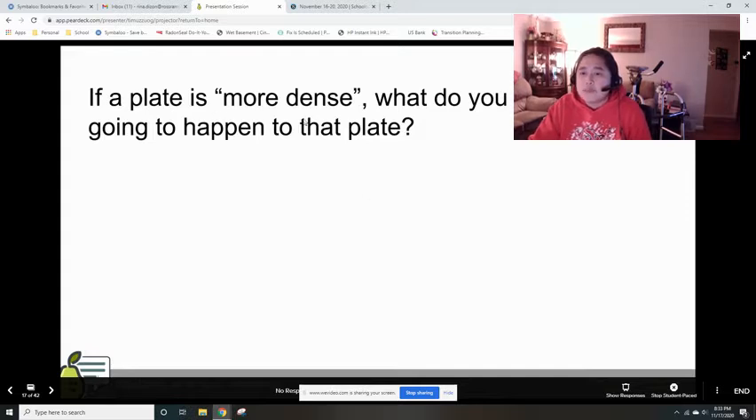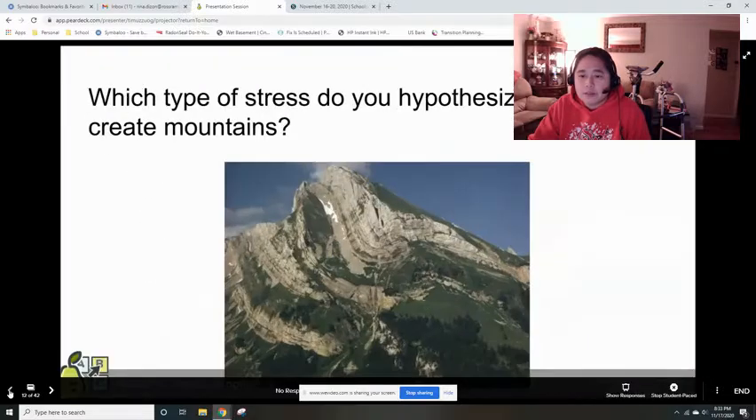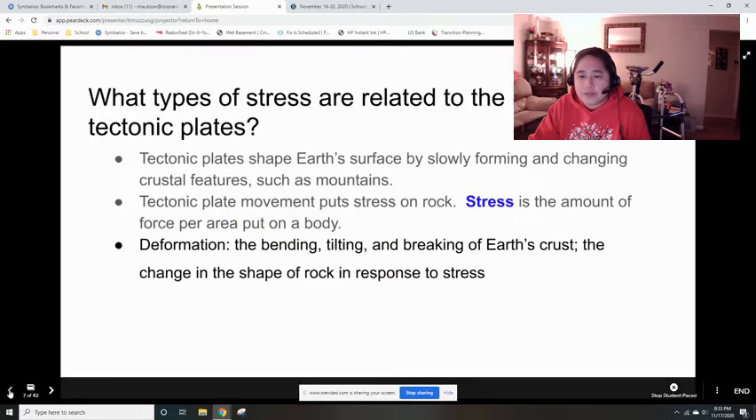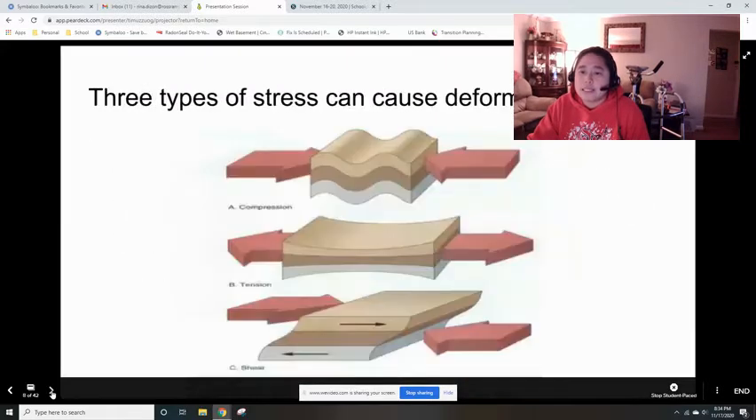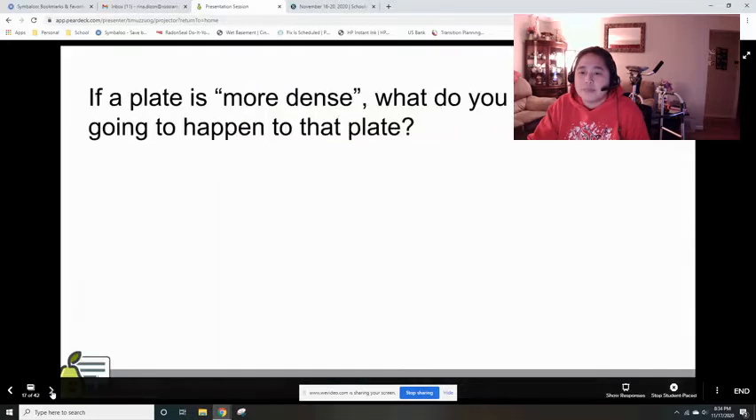So if a plate is more dense, what do you hypothesize is going to happen to that plate? Well, if you looked back to this density column that we had at the very beginning, if you have something that is more dense, where do you find it? The answer is toward the bottom. So if you have a plate that's more dense, what's going to happen to that plate? Well, it's going to sink toward the bottom. In this case, it's going to sink into the mantle.